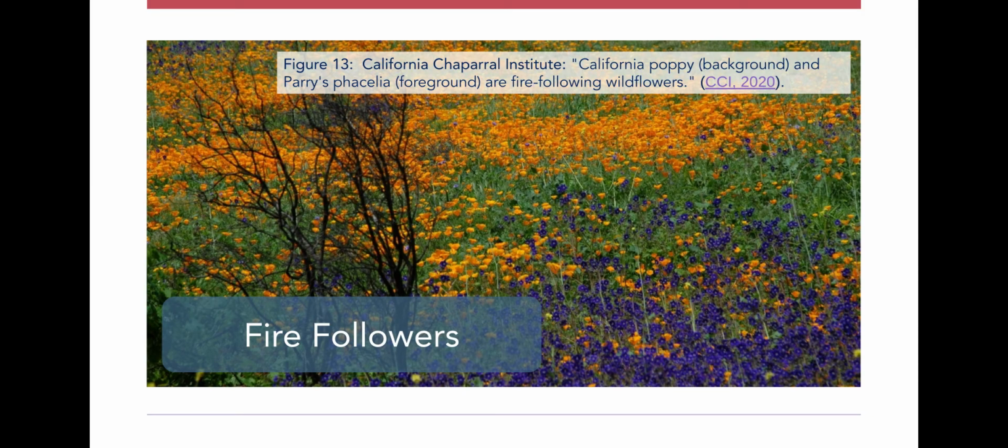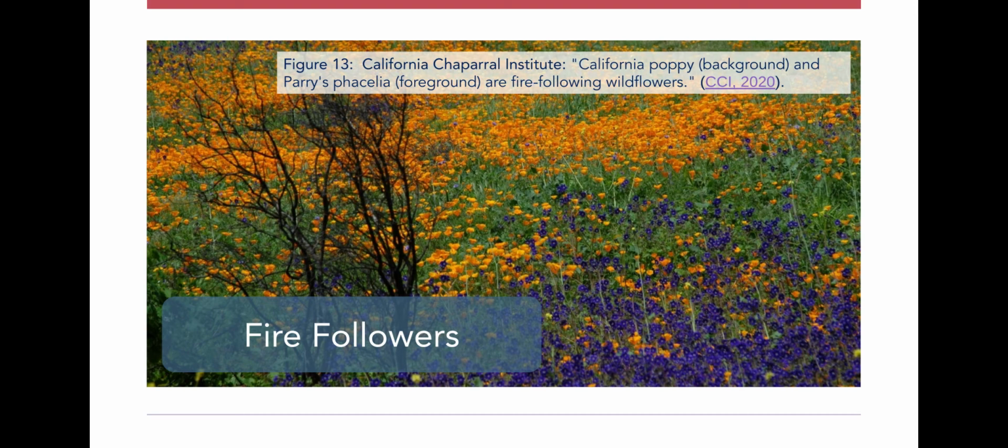Next, on slide 13, we have fire followers. Fire followers or episodic chaparral are just what the name suggests. These are plants that show up as a result of the after effects of fire, which results in an explosive display of wildflowers after the flames, according to the CCI. These flowers are stimulated to germinate by the chemicals from charred wood or smoke. The California Chaparral Institute goes on to explain that some plants are particularly dependent on fire, showing up within a year or two of the fire events.